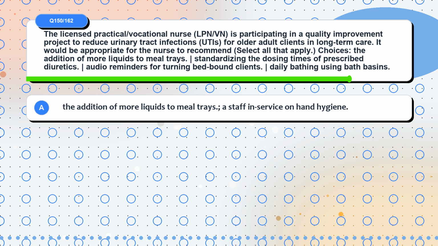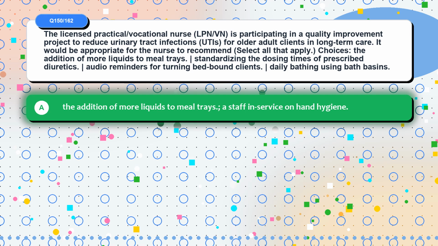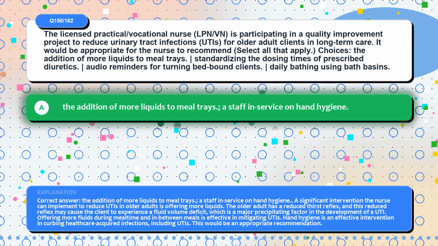Here are the options. Option A, the addition of more liquids to meal trays, a staff and service on hand hygiene. The correct answer is option A, the addition of more liquids to meal trays, a staff and service on hand hygiene.